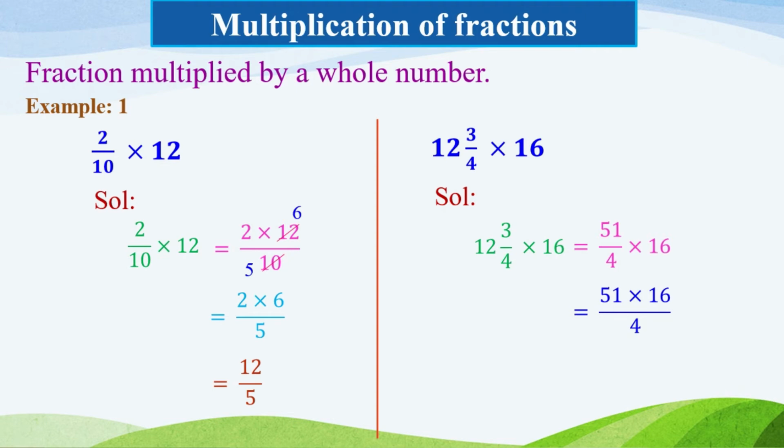Now 51 is the numerator, 4 is the denominator, 16 is the whole number. Now multiply numerator into whole number by denominator. We get 51 into 16 divided by 4. Now cancel the common factor. 4 and 16 are cancelled. Take 4 table. 1 4 is 4. 4 4s are 16. So we get 51 into 4. Now multiply the values. 51 into 4, 204. The final answer is 204.